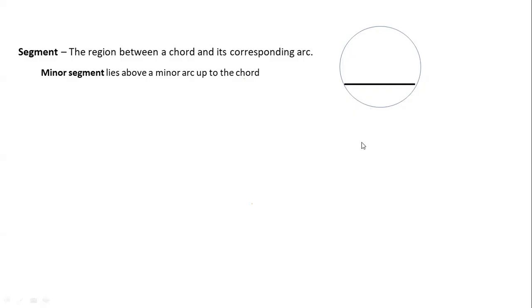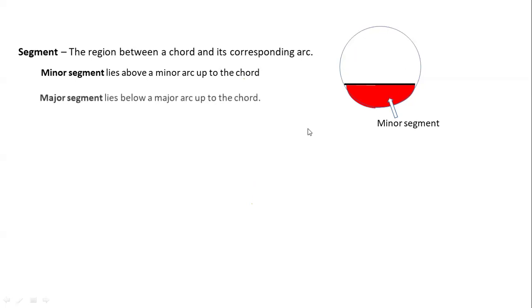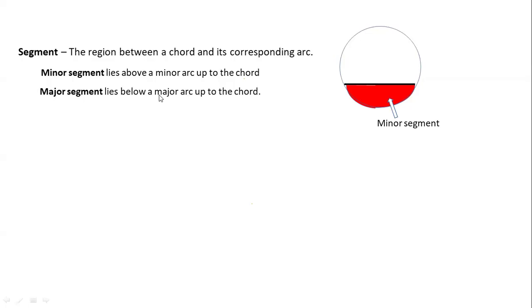See how it is? This part is called a minor segment. Clear? If this is the minor, smaller portion, then the remaining bigger part should be the major segment. The major segment lies below the major arc, up to the chord. Below the major arc and up to the chord, this is called a major segment. So the chord divides the circle into a minor segment and a major segment.